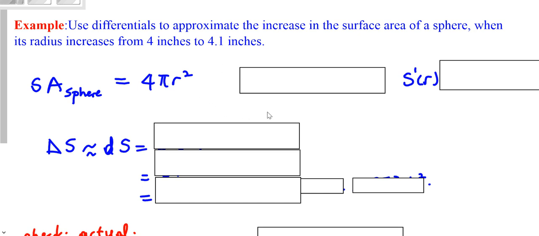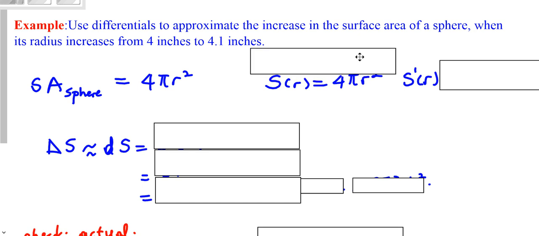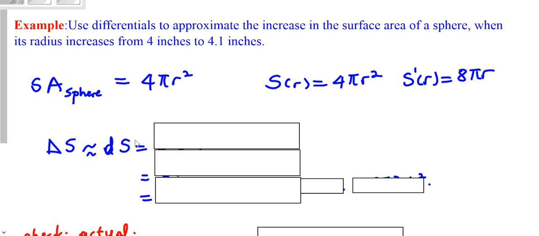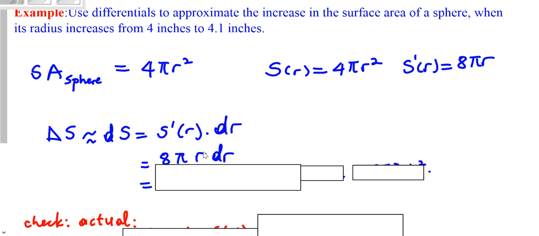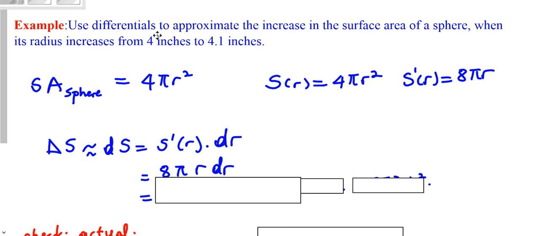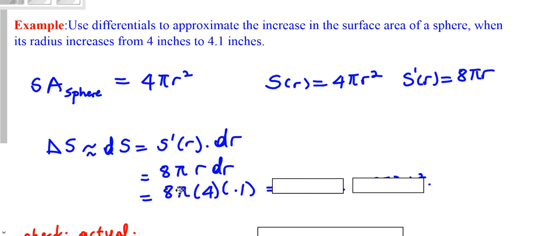So spoiler alert, solution is about to show up. So hopefully you got a chance to think about this before you look at the final answer. So our function is the surface area function, 4 pi r squared. Its derivative is 8 pi r. Delta S approximated by dS is S prime of r times dr. So 8 pi r dr. And this is happening at the moment when r is 4 and the change in radius is 0.1 inches.